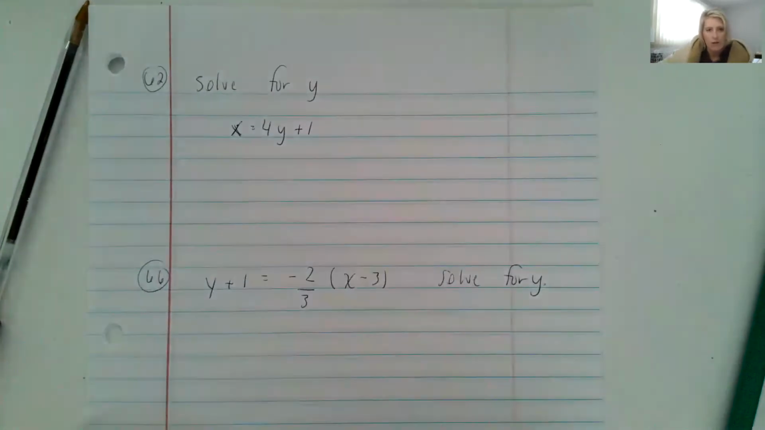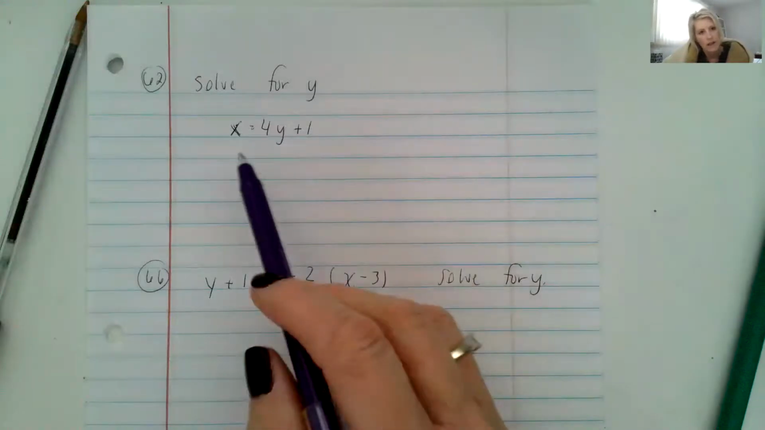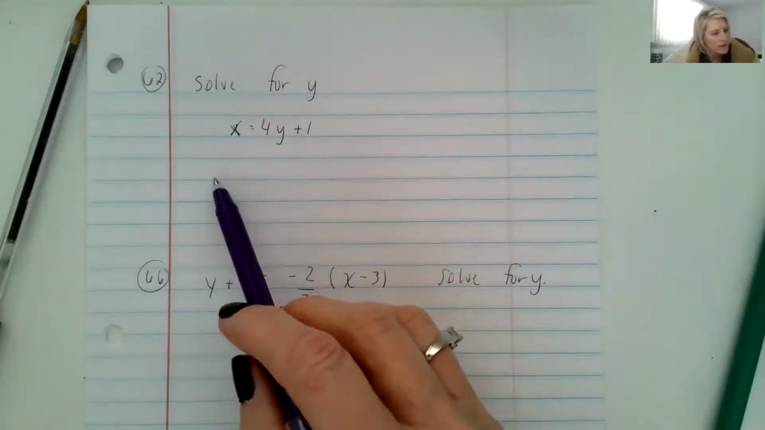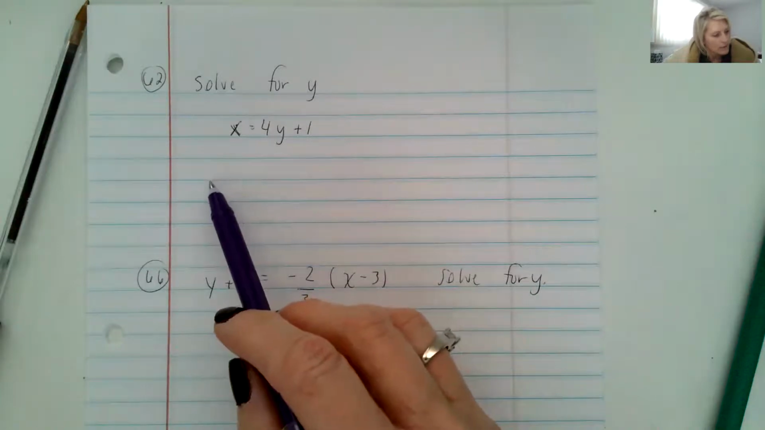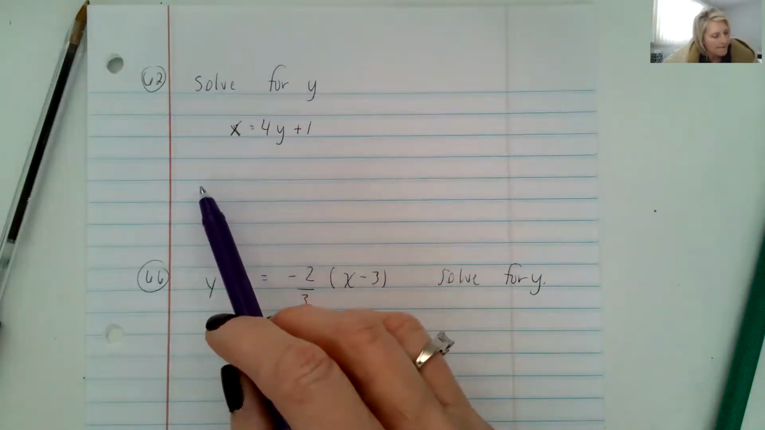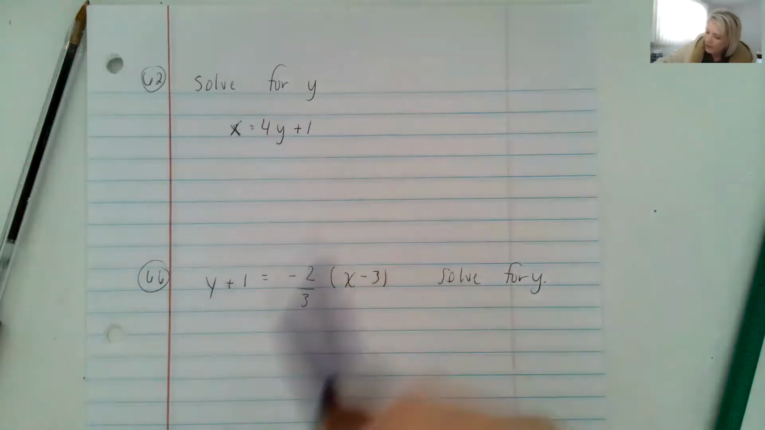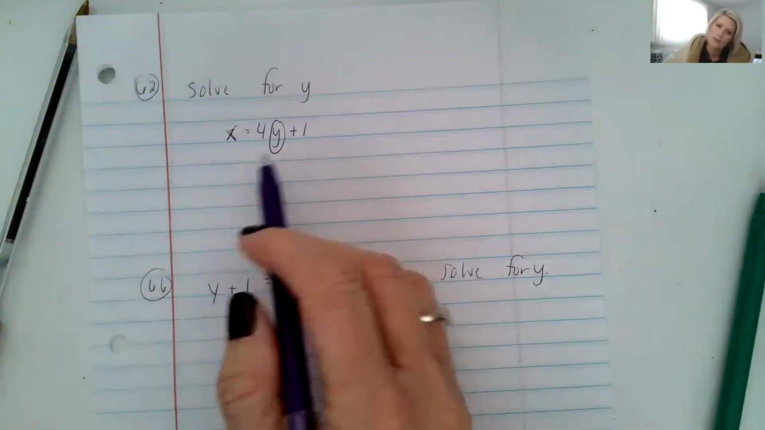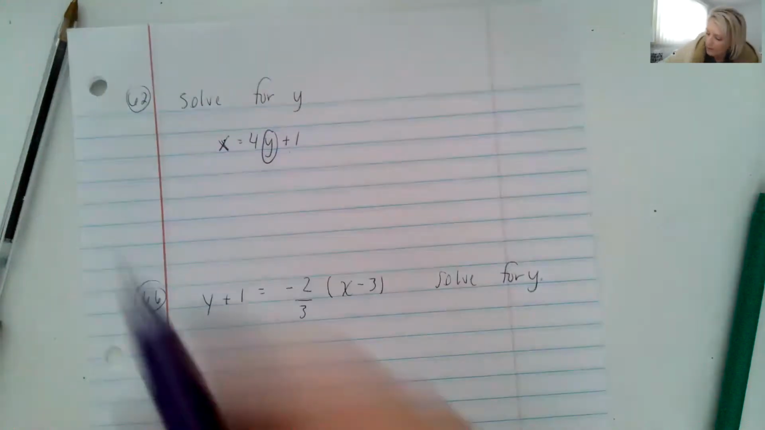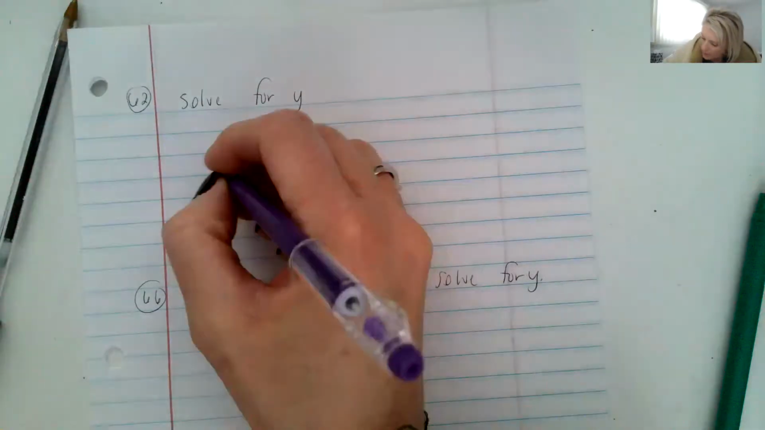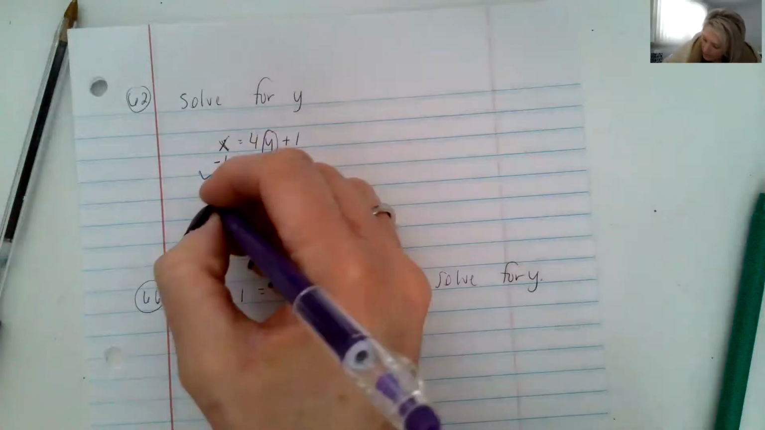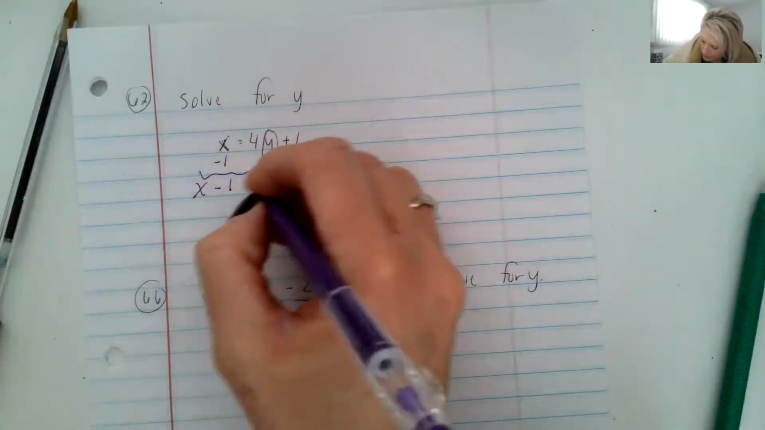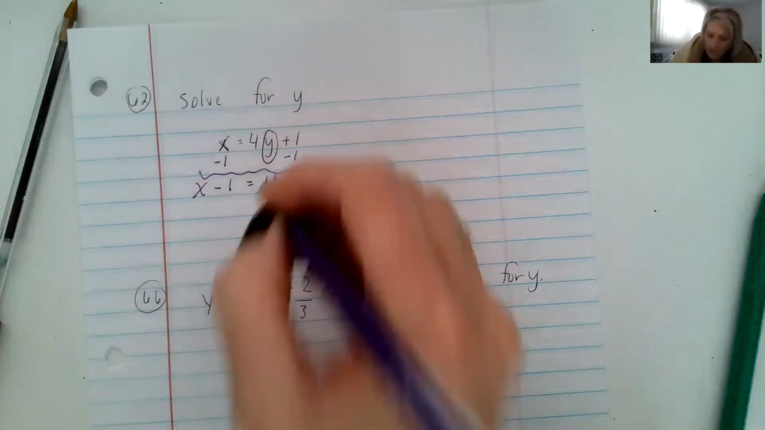Then it says solve for y. This is number 62 on page 126. So solve for y, let's circle it. So we need to undo this 1 first. So we're going to subtract 1 from both sides. So we end up with x minus 1 equals 4y.